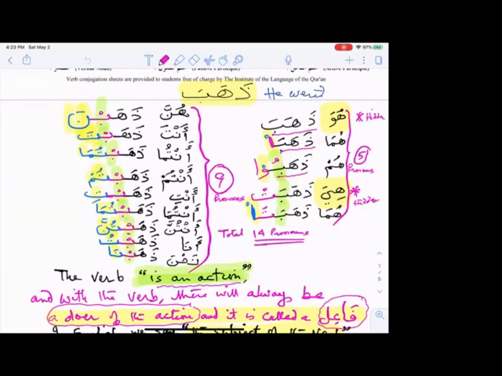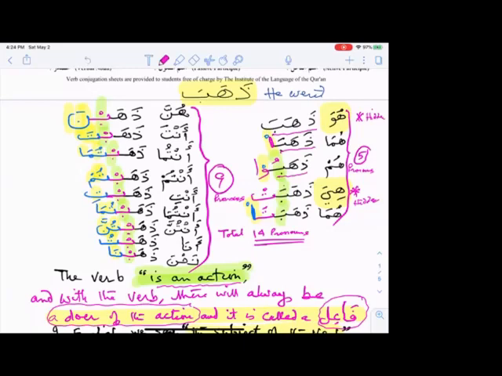Huwa zahaba, huma zahaba, zahabu. Hiya zahabat. Stop, because there's a sukoon here. Huma zahabata, and then hunna, we go to the other side. Hunna zahabna. See here, the third radical has fatah, fatah, dhamma, fatah, fatah.